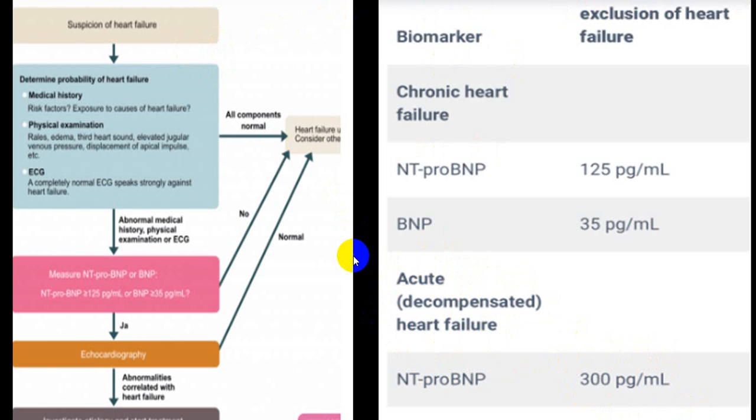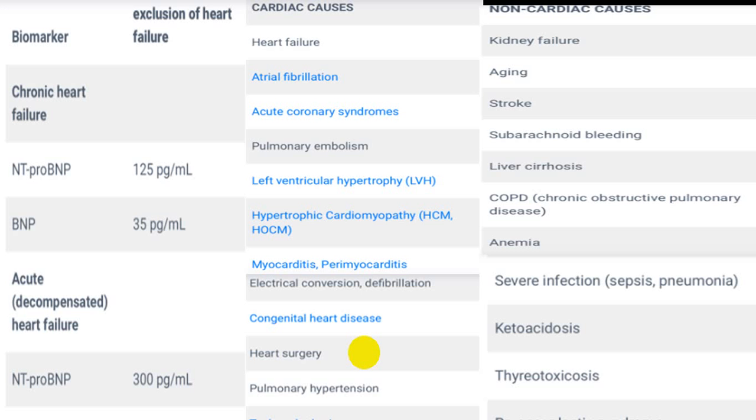So by doing a good BNP, you will be able to identify and differentiate whether a heart failure is present or not. It is a good investigation, and echo will tell you regarding the type of heart failure, whether it is with reduced ejection fraction or it is with preserved ejection fraction. So these are the conditions where BNP is elevated.